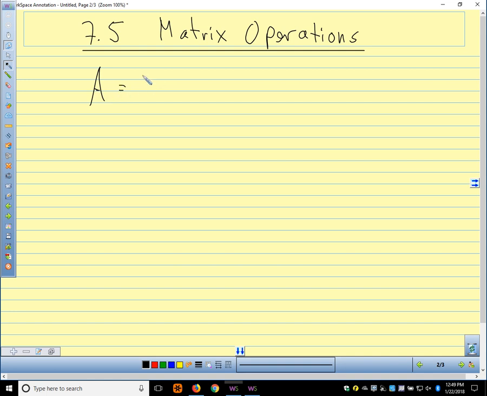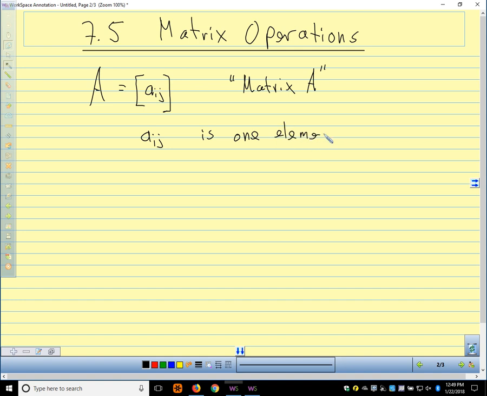We can also write it as the elements A sub ij with brackets around it. So both of these would be matrix A. And remember, without the brackets, A sub ij is one element of matrix A. And I is the row and J is the column.